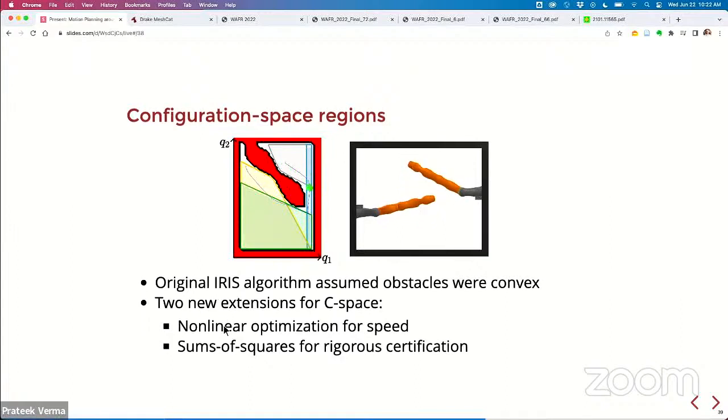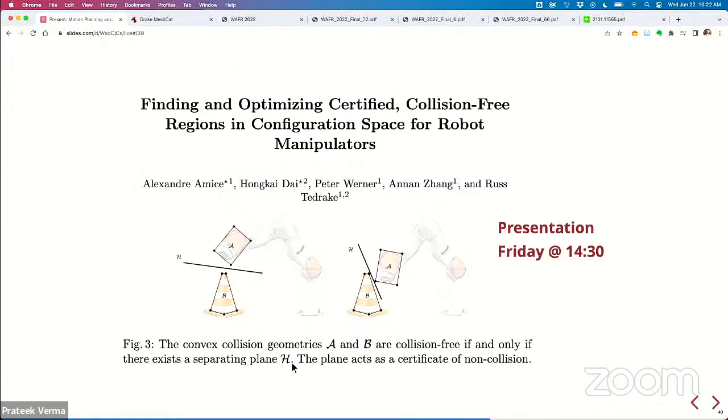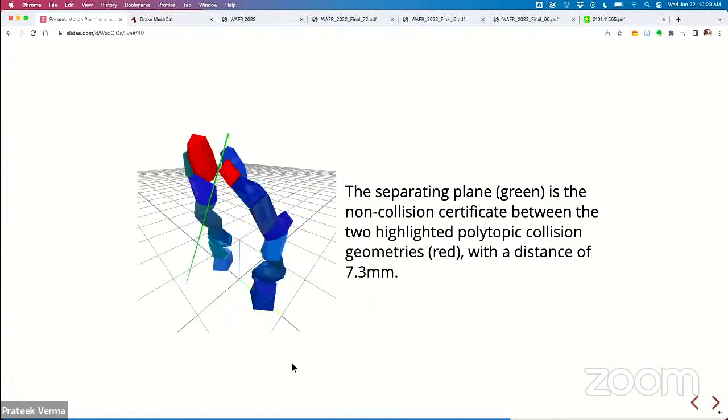There's two generalizations of it. One is nonlinear optimization that's very fast, but not certified, and then another one that does sums of squares optimization to rigorously certify. Alex will give a presentation on the details of that on Friday. But in particular, it's surprisingly effective, even in these complicated configuration spaces.